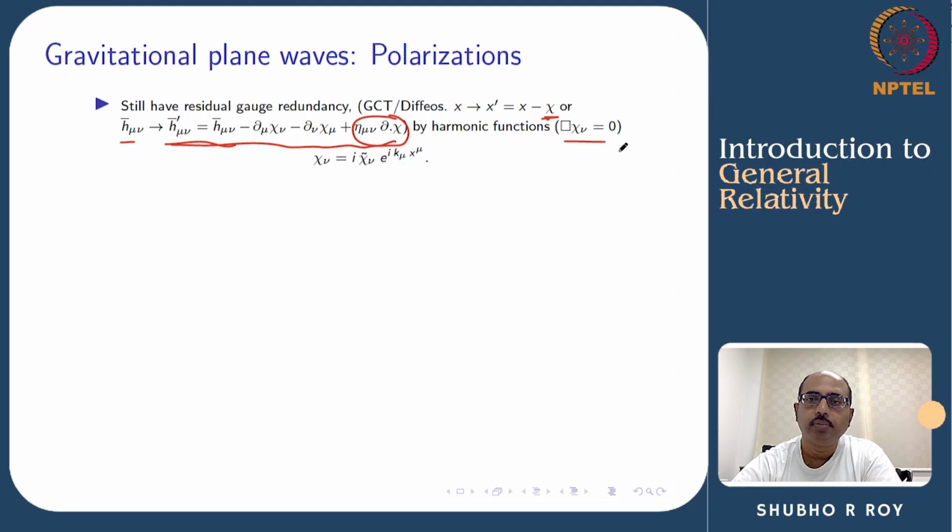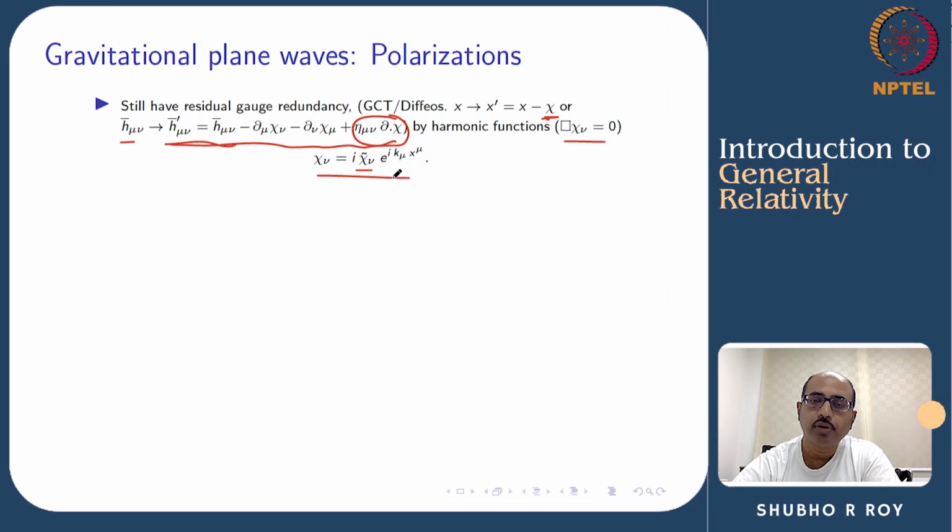Now, because chi solves the wave equation, I can always write the solution in the plane wave form as well. So this chi tilde is the amplitude, and just for future convenience, I've inserted an i here. Anyway, chi tilde is a complex amplitude, so it's fine if I put an i in front of it. And this is better because it will remove unnecessary factors of i in the future equations.